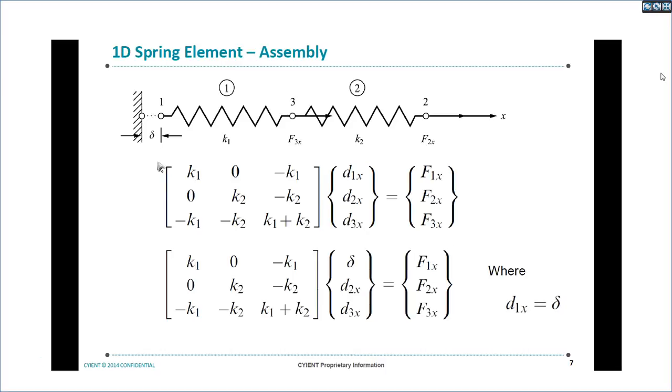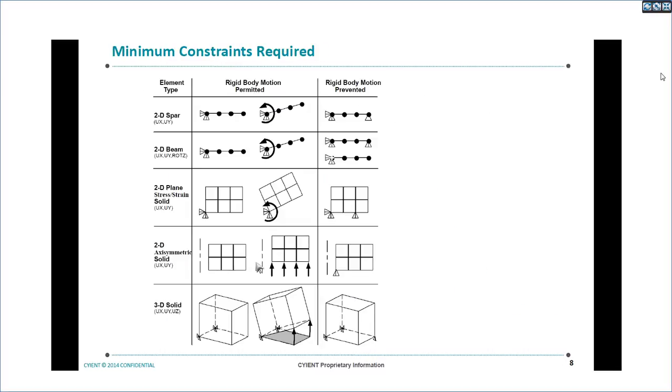Similarly, instead of constraining, if there is a condition saying that there is a constant deflection at this point, we can give that value here also. Instead of d1x equals 0, we can give a uniform deflection as well. In general, we should always give the minimum constraints required. We should not give maximum constraints. Minimum constraints means the minimum needed to prevent rigid body motion.